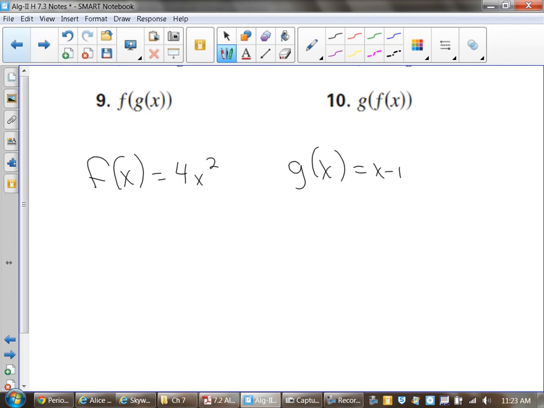Take a second and do the 2 composites with those 2 functions here. What I try to do here is the same basic principle, and try to see if you can figure this out. It's 4x squared for f of x, and x minus 1 for g of x.